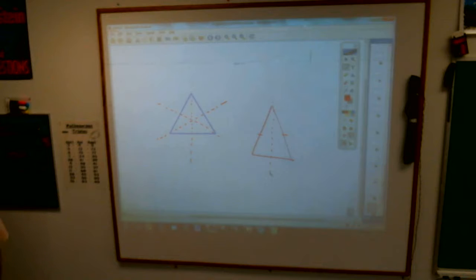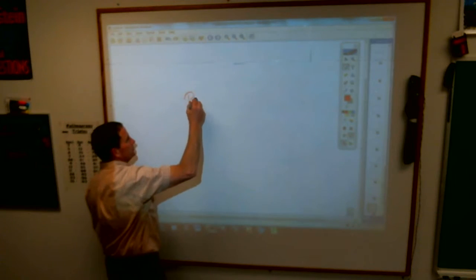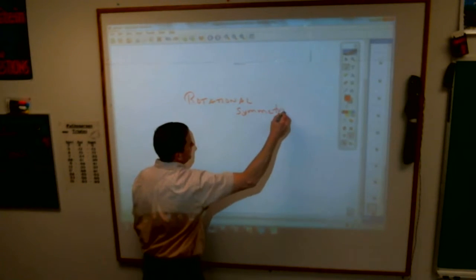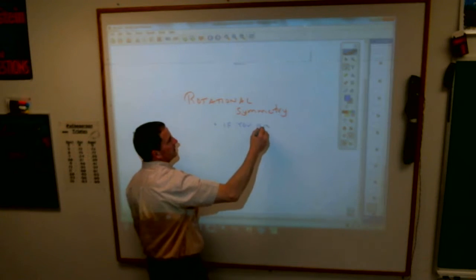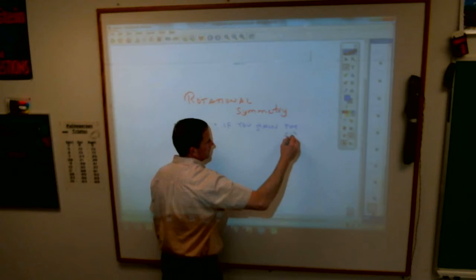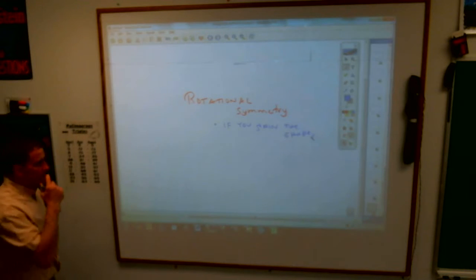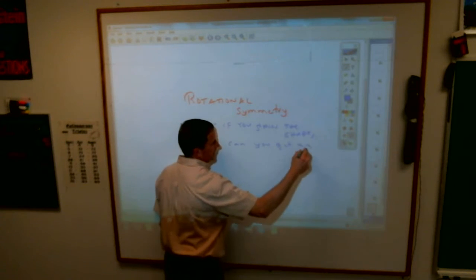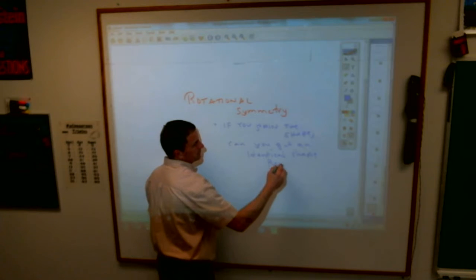Oh boy, then we do have to talk about that. And then under symmetry, we have a special type of symmetry that's called rotational symmetry. And by rotational, what they mean is if you spin the shape, can you get an identical shape before a full turn?